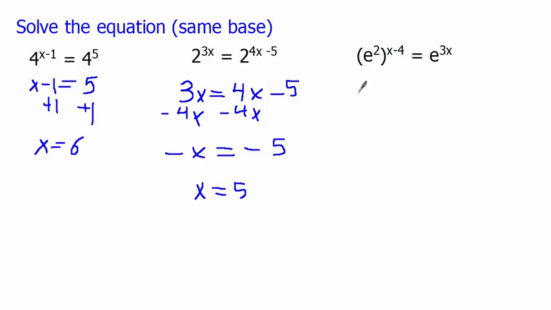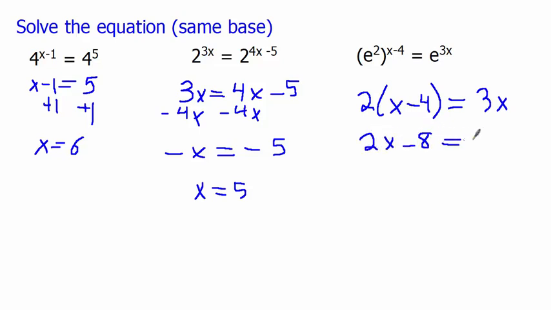And on my last one, e, now I can have a power taken to a power. What that does, if we remember, is multiply. So I'm going to use distributive property. I have 2x minus 8, subtracting 2x from both sides. So I have negative 8 equals x.